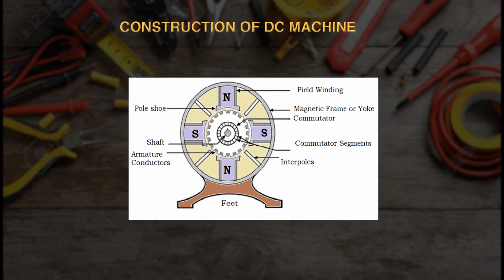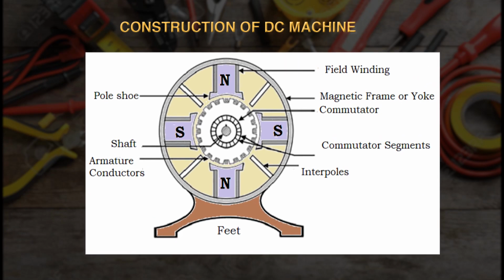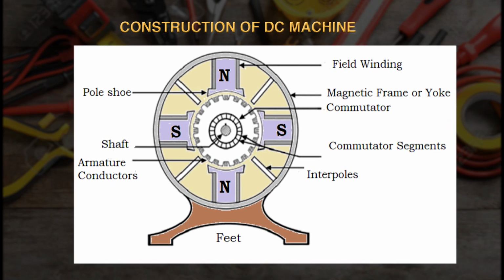Here you can see in the diagram, the lower part is the feet on which the DC machine is placed, and the outer part is called the yoke, or magnetic frame. In the middle is the armature, and here you can see the poles and pole shoes. Between the poles there are interpoles, and you can also see the commutator, which converts AC to DC or DC to AC.